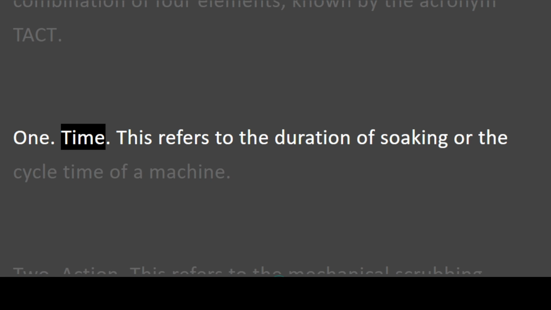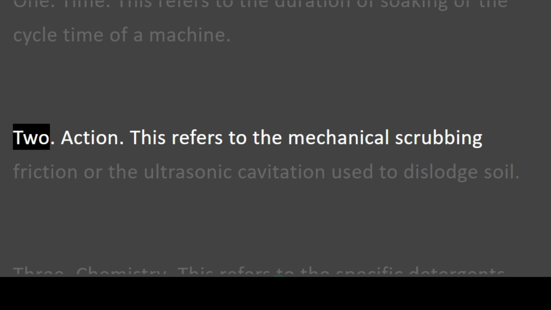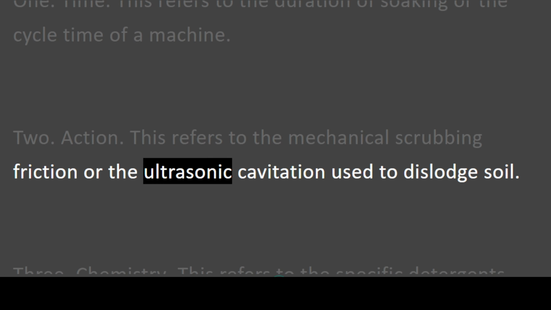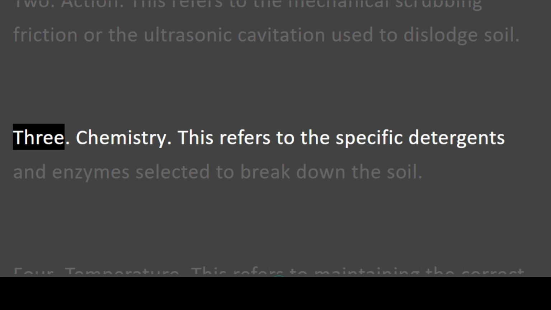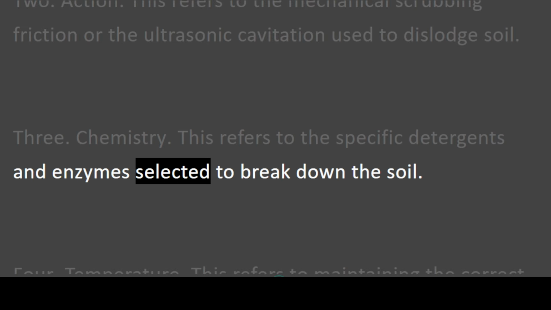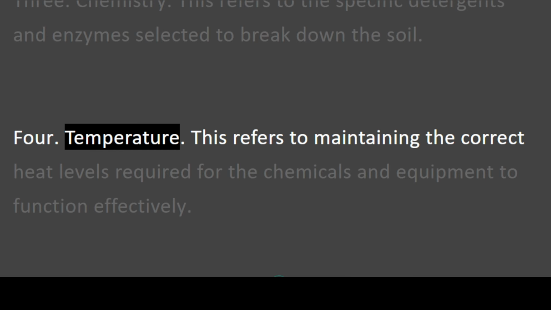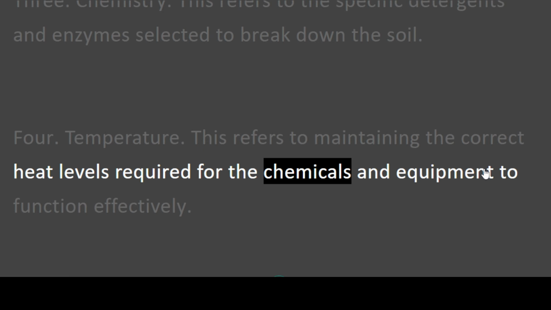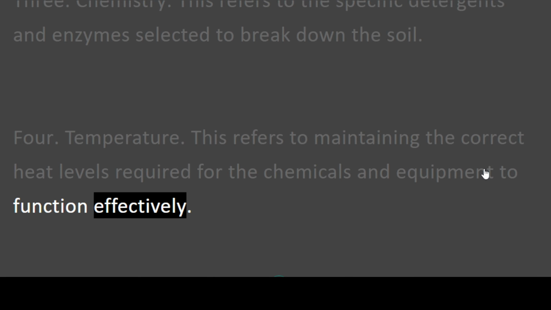1. Time. This refers to the duration of soaking or the cycle time of a machine. 2. Action. This refers to the mechanical scrubbing friction or the ultrasonic cavitation used to dislodge soil. 3. Chemistry. This refers to the specific detergents and enzymes selected to break down the soil. 4. Temperature. This refers to maintaining the correct heat levels required for the chemicals and equipment to function effectively.